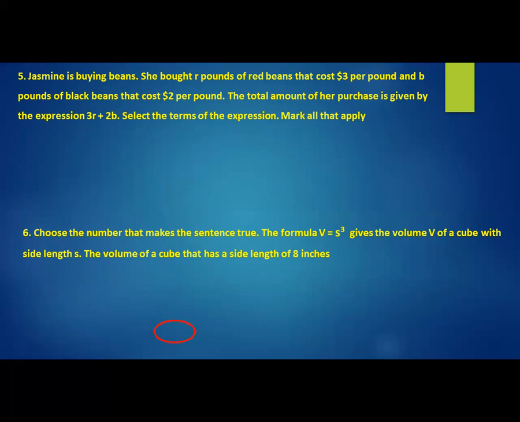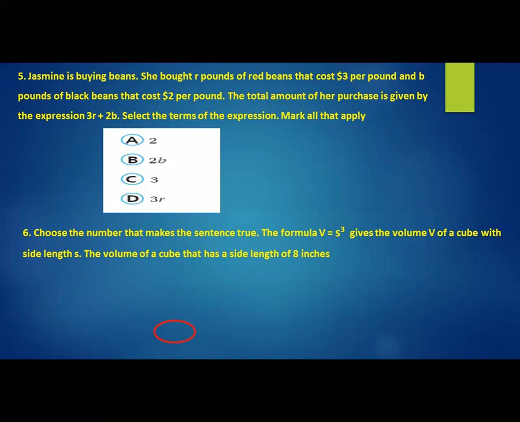Mark all that apply. So we have learnt about identifying the terms of an expression. So what are the terms here? It has two terms. The terms are separated by a plus or a minus sign. Here the two terms are 3R and 2B. So you will mark 2B and 3R. They are known as the terms of the expression.